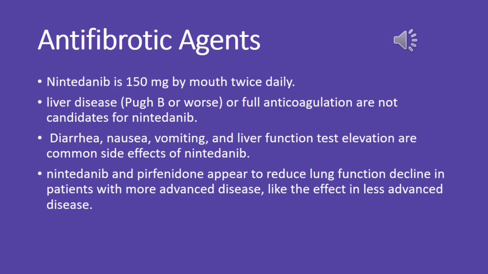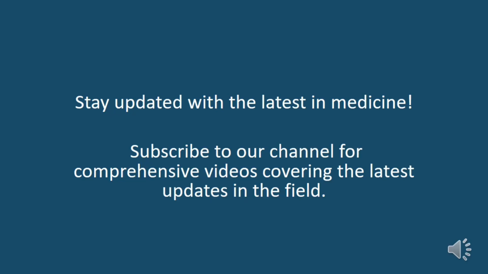Common side effects of nintedanib include gastrointestinal symptoms such as diarrhea, nausea, vomiting, and elevation of liver function tests. These side effects are important to monitor and manage during treatment. Both nintedanib and pirfenidone have shown efficacy in reducing the decline in lung function in patients with idiopathic pulmonary fibrosis, IPF.